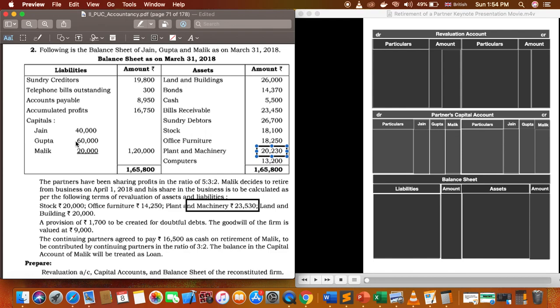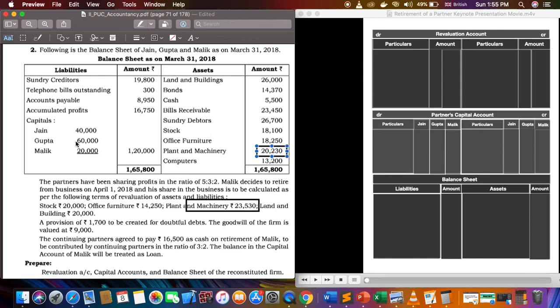Today, again, we're excited to teach you how to prepare revaluation account, partner's capital account, and balance sheet in case of a retirement of a partner. This is applicable for 12th Standard Accountancy syllabus anywhere in India or abroad, especially for the Karnataka students. It's called second year pre-university course. So it's the chapter called retirement of a partner.